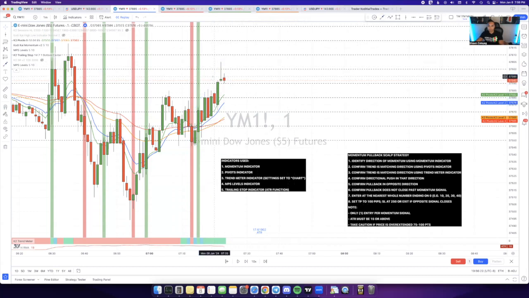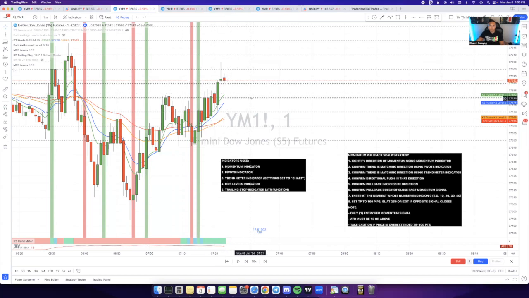Now moving on to step 6, you want to confirm that the pullback does not close past the momentum signal. So you can see over here that these earlier pullbacks did not count because these over here pulled past the momentum signal, which was right here, right? So with that said, these are pretty much relevant. This right here did pull back, but didn't provide an entry. And now over here, this is pulling back, and it's now setting up for an entry right here.